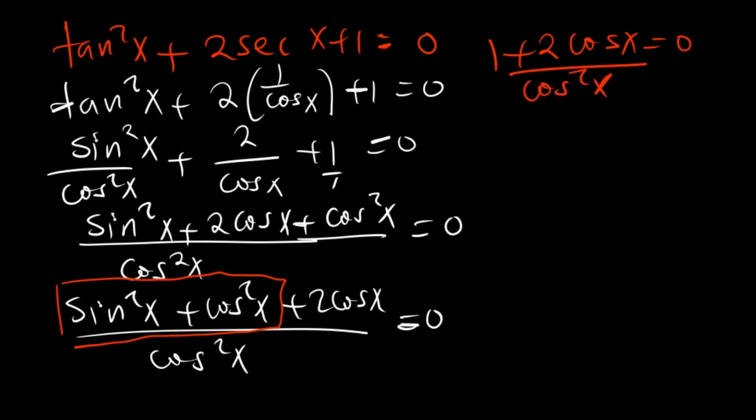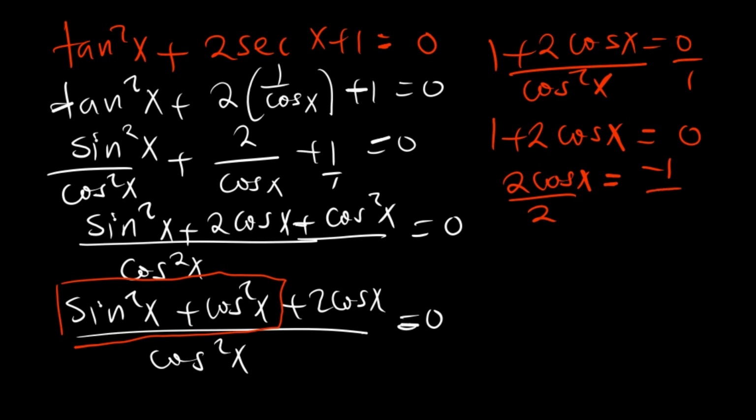At this point I can cross multiply. So here there is 1. If I cross multiply, here is going to be 1 plus 2 cos x is equal to cos squared x times 0 is 0. So I can shift 1 to the other side. It will be 2 cos x is equal to negative 1. Like that. Divide both sides by 2. I'll have cos x to be equal to negative 1 over 2.